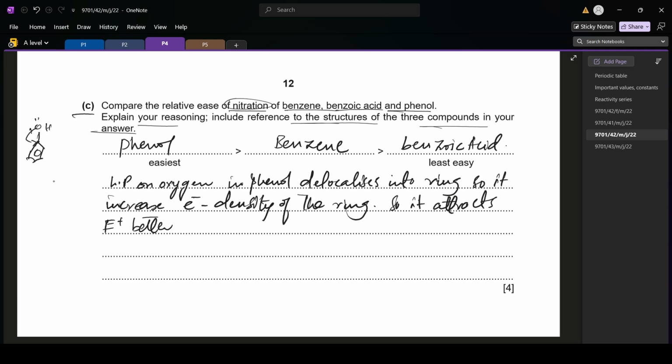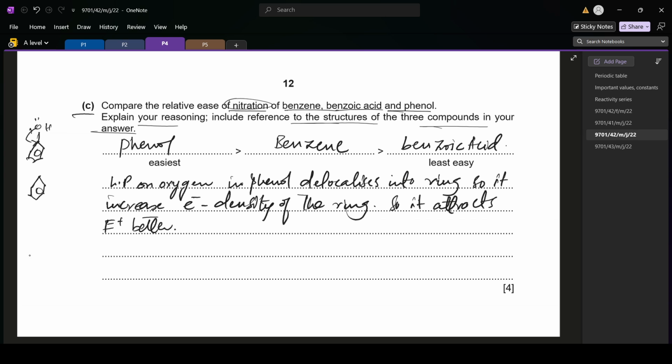So this electron density of the ring is increased, so the electrophile will be attracted more. That's why the nitration of phenol is easier than that of benzene. In benzene, the electron density of the ring is lower than the electron density in phenol.